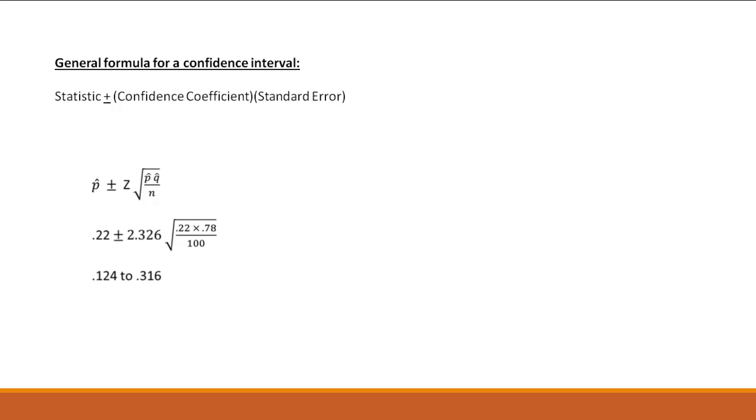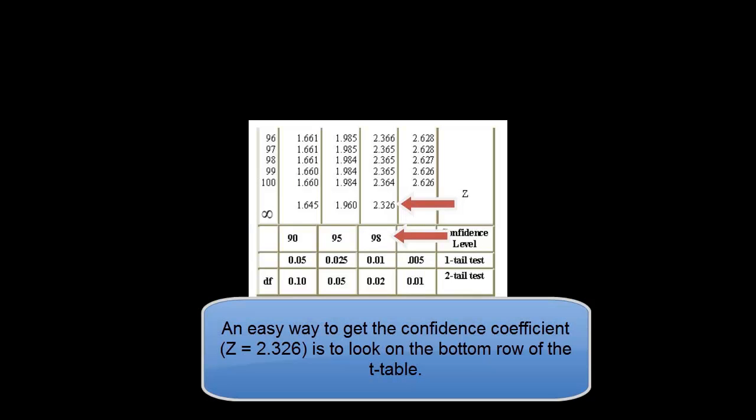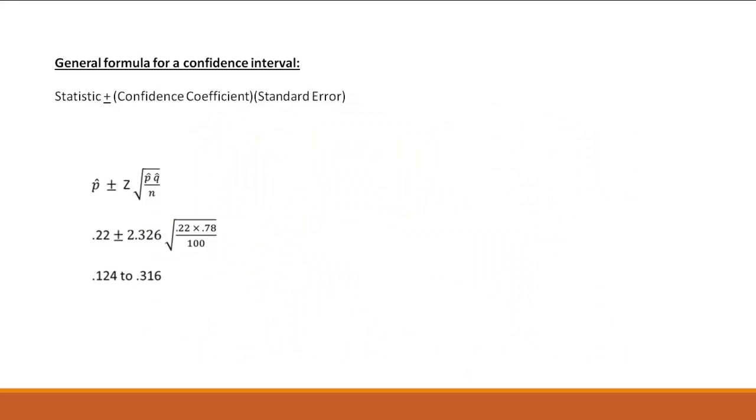Sample proportion was 0.22. 22 answered yes to the question. The Q, which is just the proportion no, or just 1 minus 0.22, is 0.78. And then N is 100. And then the Z value for 98% is 2.326. And so just calculate that out and you get 0.124 to 0.316.